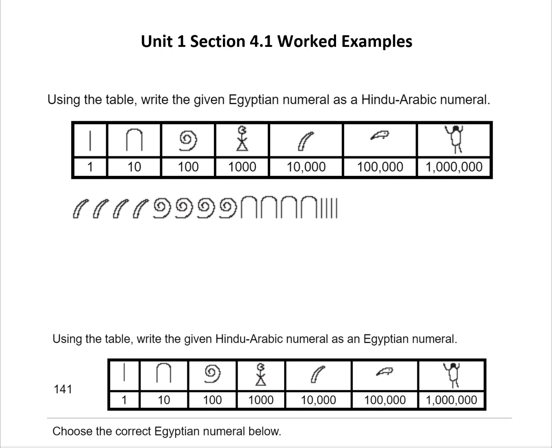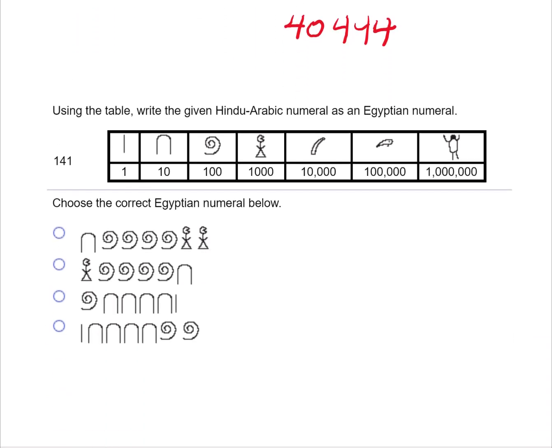We don't see any thousand symbols, so I can go ahead and write in here. I don't have anything for the thousands. And then I go down to hundreds, and I've got 4 of those, so I've got 400. And then I've got 4 tens, so that's 40. And then I've got 4 singles, which gives me 4. So the number is 40,444.